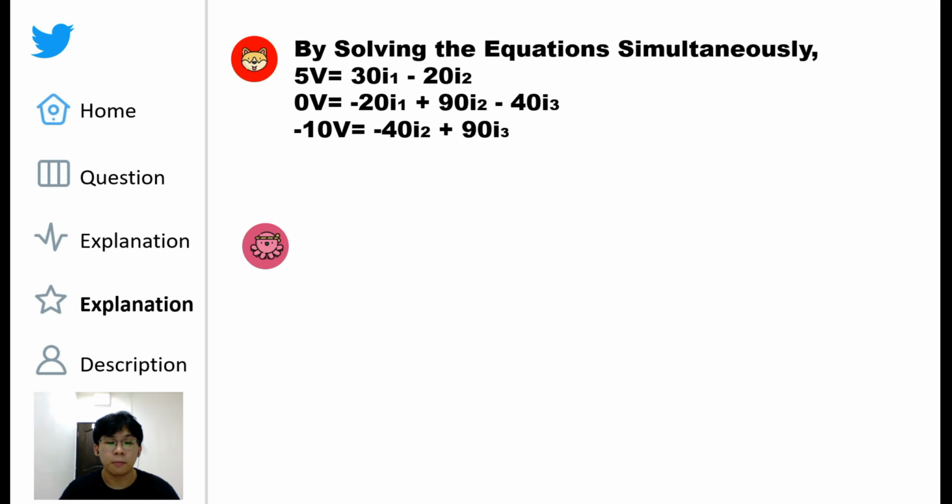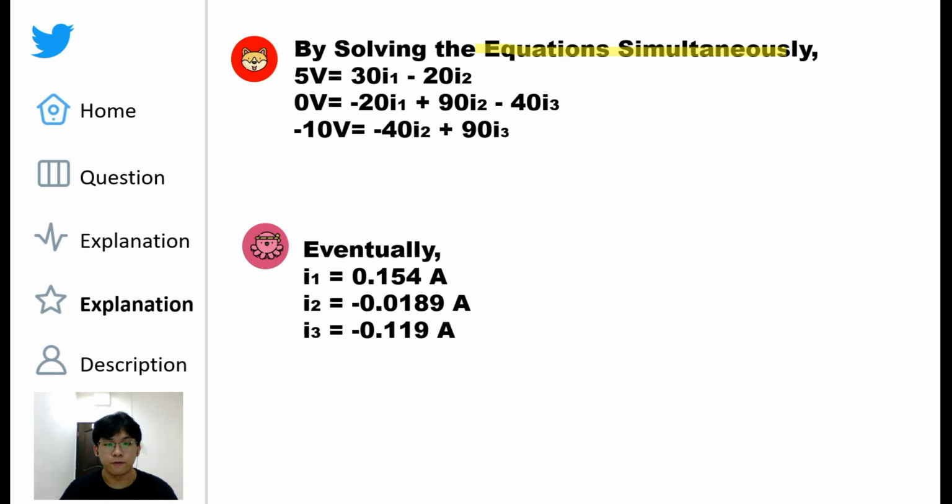Hi, I'm Gavin. By solving the previous equations simultaneously, you will get the final answer as I1 equal to 0.154 ampere, I2 equal to negative 0.018 ampere, and I3 equal to negative 0.119 ampere.